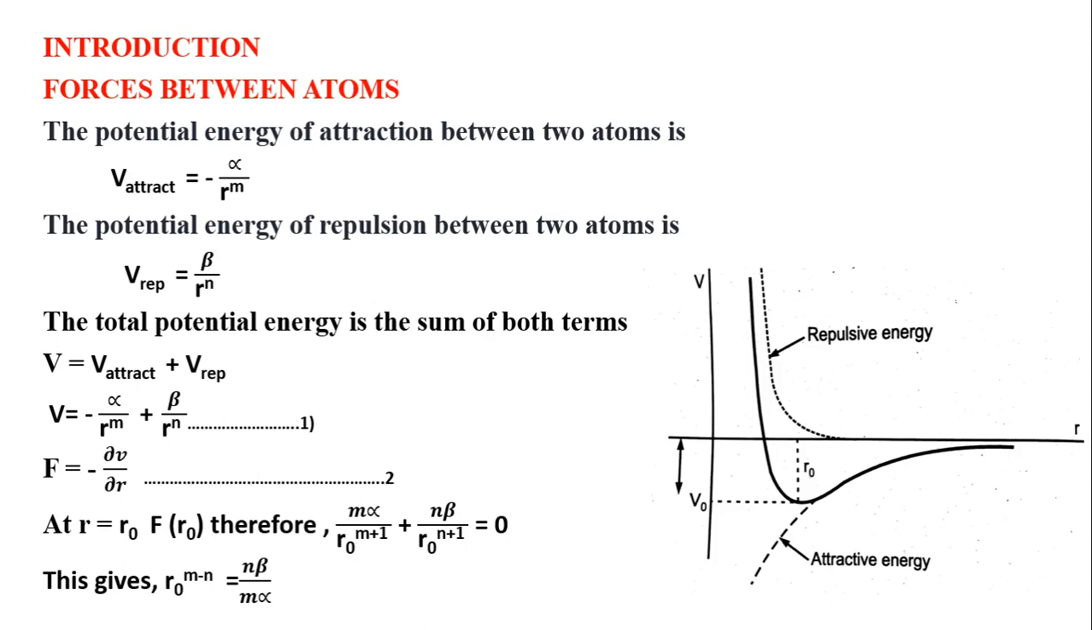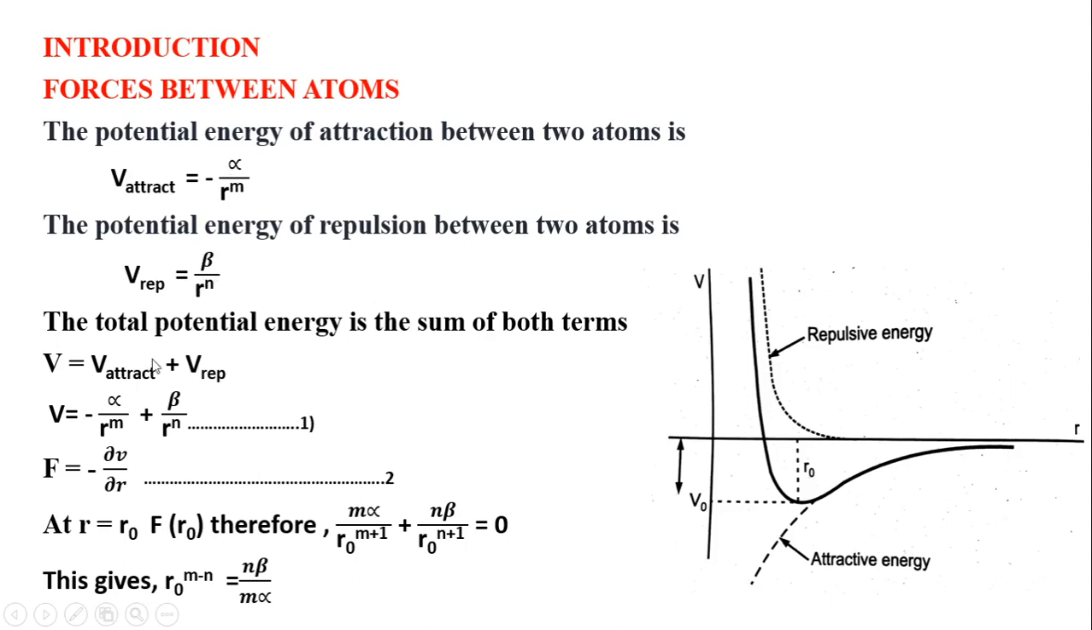To form a molecule, the potential energy is zero, since this is inversely proportional to some power of distance of separation. The potential energy of attraction between two atoms is V attraction equals minus alpha upon r raised to m. The potential energy of repulsion between two atoms is V repulsion equals beta upon r raised to n. The total potential energy is the sum of both terms: V equals V attraction plus V repulsion.